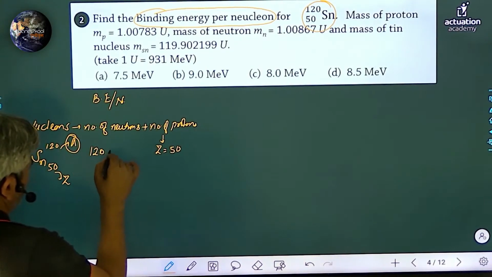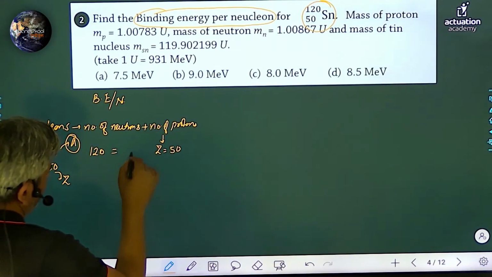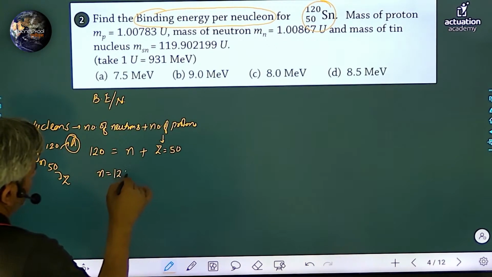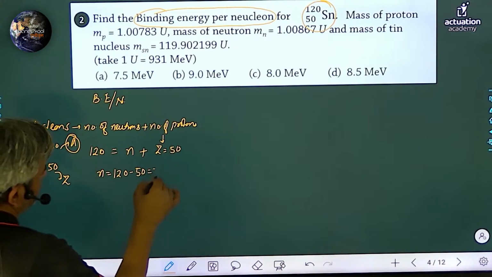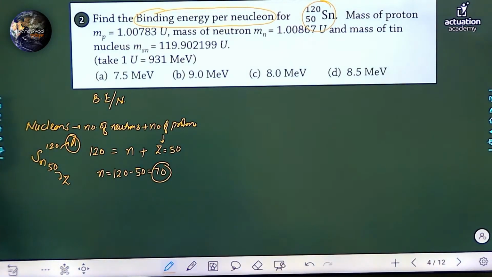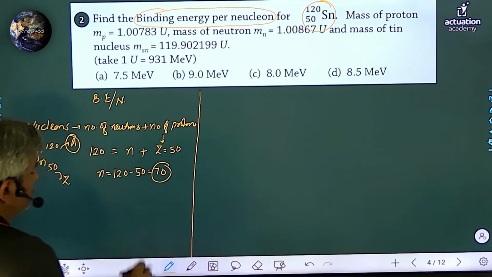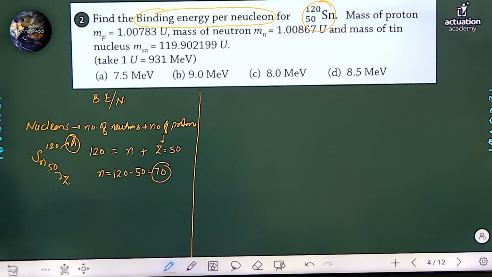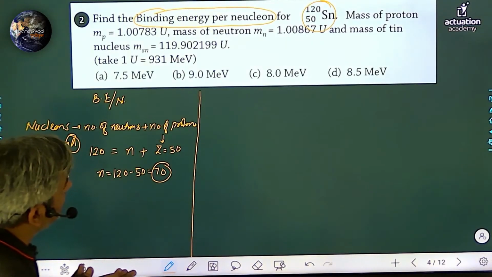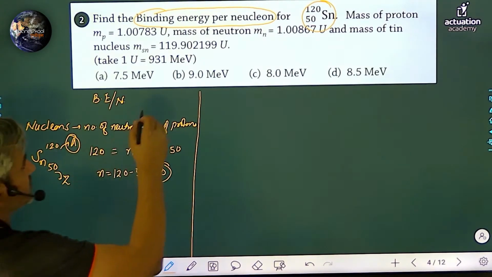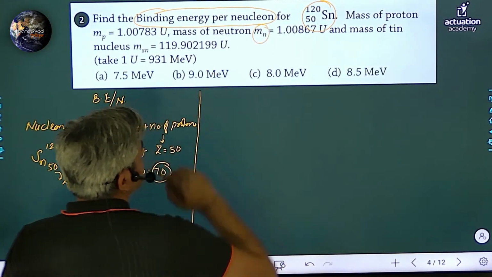So this is 120, and 120 is equal to the number of neutrons plus 50. So the number of neutrons will be 120 minus 50, which is 70 here. Now we know the number of neutrons and the number of protons in this given nucleus. We'll make use of these two and find out the total mass of the 50 protons and the total mass of the 70 neutrons here.